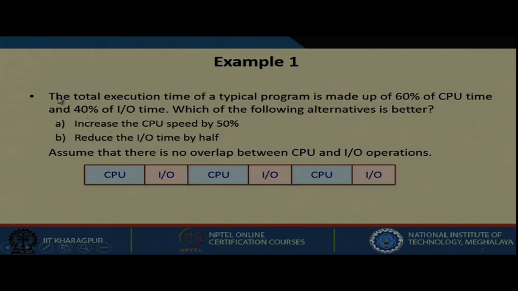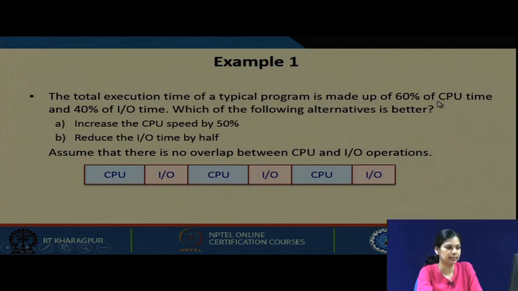where we see that the total execution time of a typical program is made up of 60% of the CPU time and 40% of the IO time. So, out of the total number of tasks, we are dividing into two types. One is CPU bound job, another is IO bound job. So, CPU bound job is taking 60% of CPU time and IO bound is taking 40%.